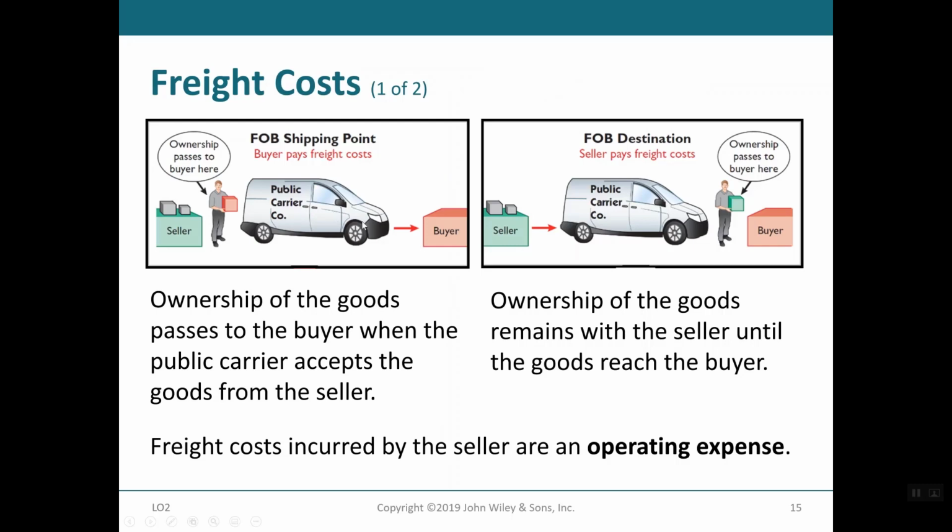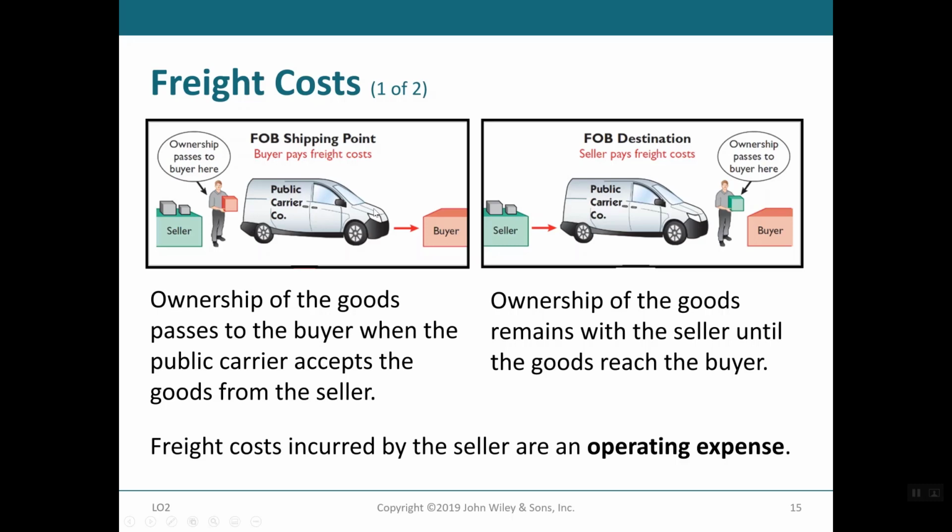So freight cost, I told you we're going to get to that in a minute. Once we have FOB shipping point, ownership of the goods passes to the buyer when the public carrier accepts the goods from the seller. Okay? I want us to take time to really understand this slide because we're going to deal with it as we go down the road.